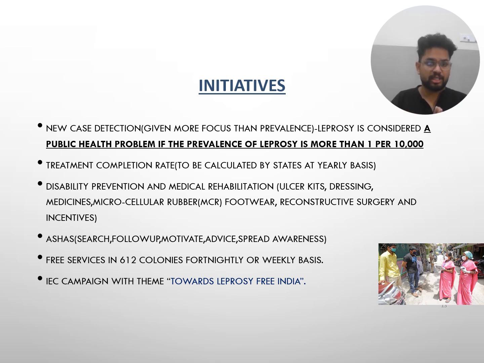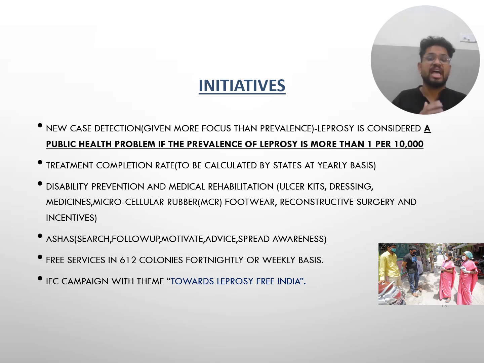Initiatives, what is done for it. New case detection is given more focus than prevalence. Because it's on the elimination side, you need to know if any case has been missed, to pick that up. It is considered a public health problem if the prevalence of leprosy is more than 1 per 10,000 population. Treatment completion rate has to be calculated by the state on a yearly basis, and it has to be improved each year.